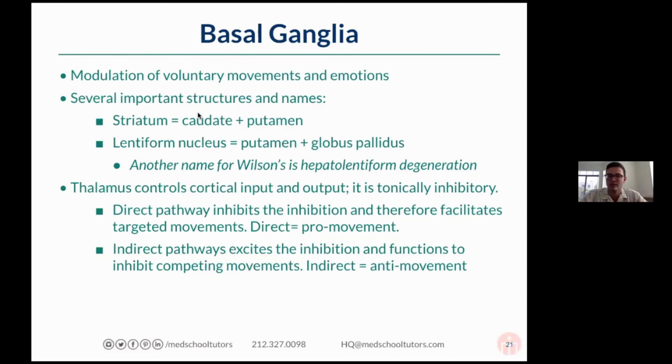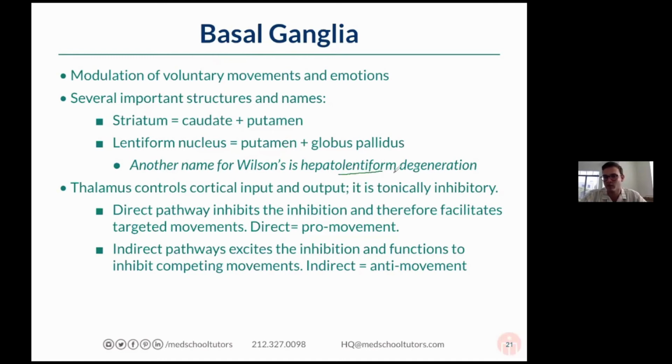Just to name things, the striatum is the caudate and the putamen. The lentiform nucleus is the name for the putamen and the globus pallidus. That has some clinical relevancy. Sometimes, when you know the answer on UWorld or wherever, it's just not written in the way that you have seen it, right? So instead of writing Wilson's disease, they write hepatolentiform degeneration.